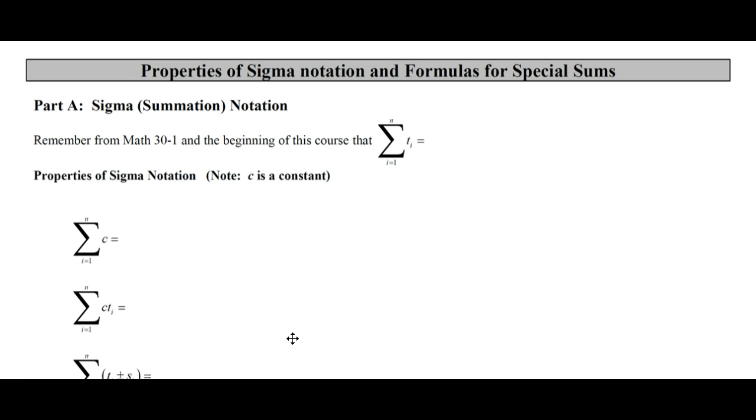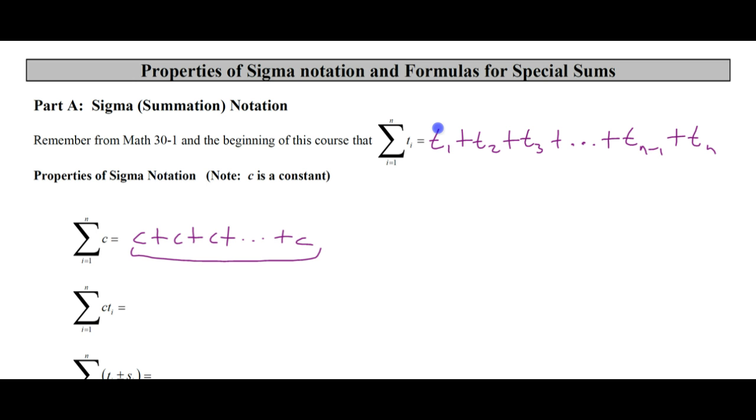Remember from Math 30-1 at the beginning of this course that the sum of i equals 1 to n of t sub i is equal to t1 plus t2 and so on, the sum of n terms. Properties of sigma notation. All right, so what if I'm adding up c? Just c, i equals 1 to n of c. What is that? c plus c plus c plus... but how many of them are there? It's nc.